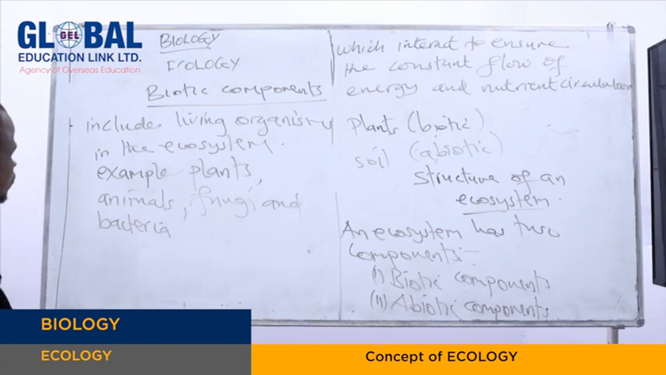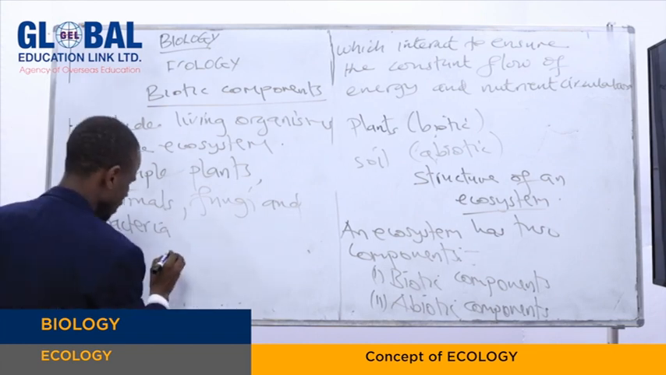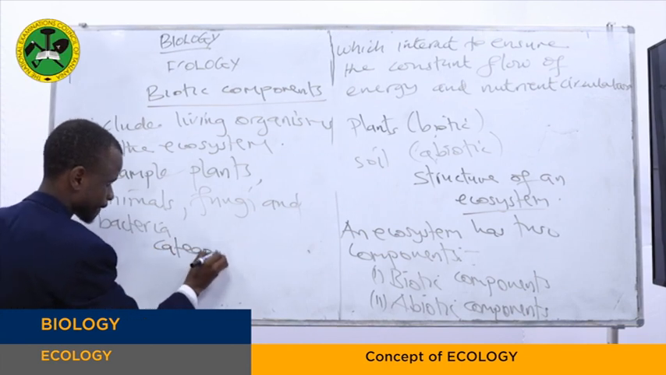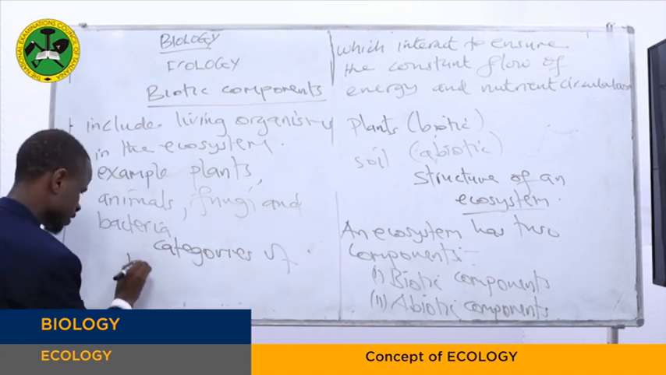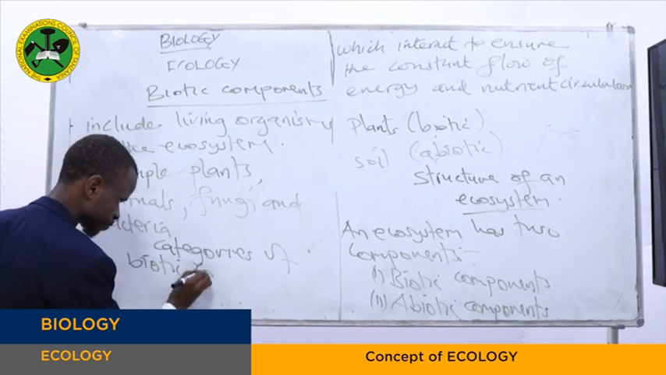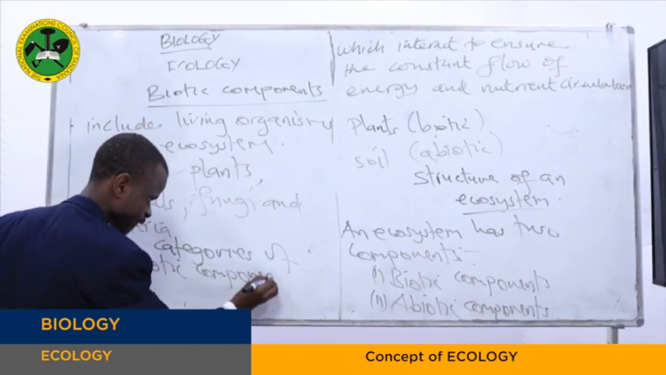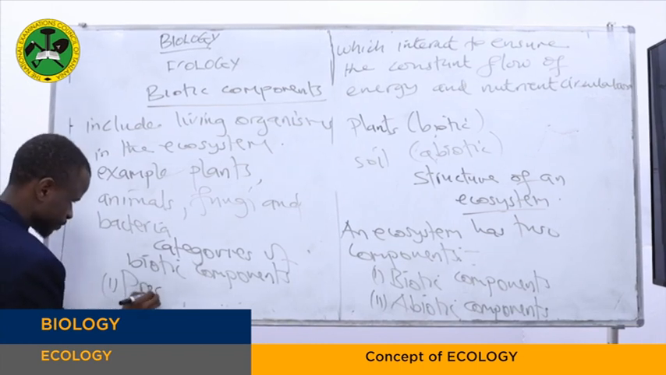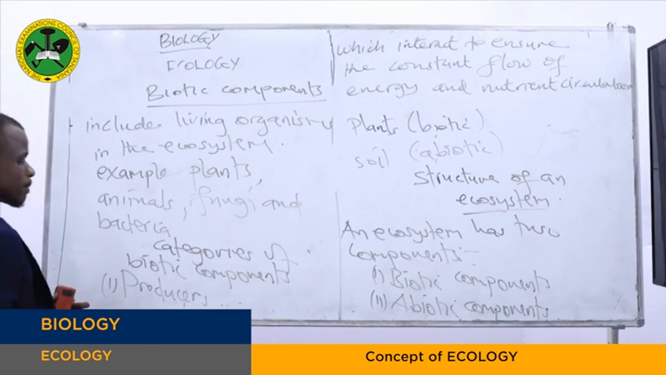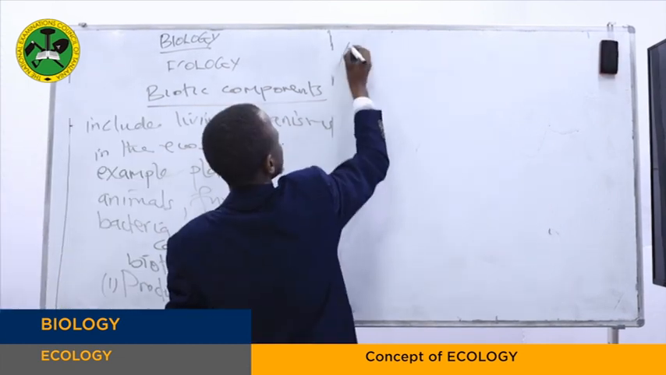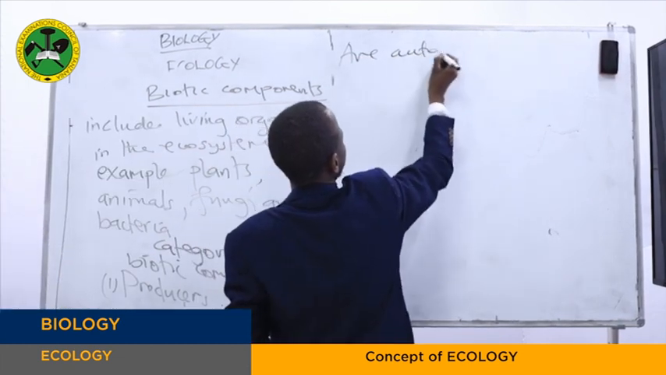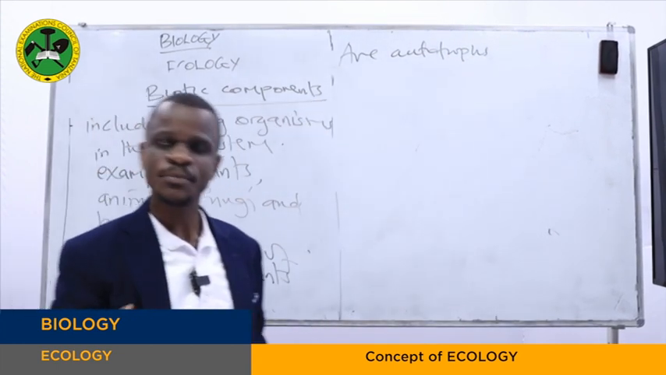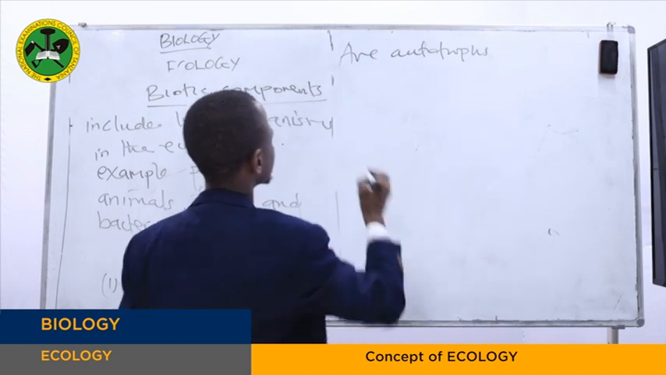Now, biotic components are divided into the following categories. One, producers. Producers are autotrophs. That means producers can make their own food.